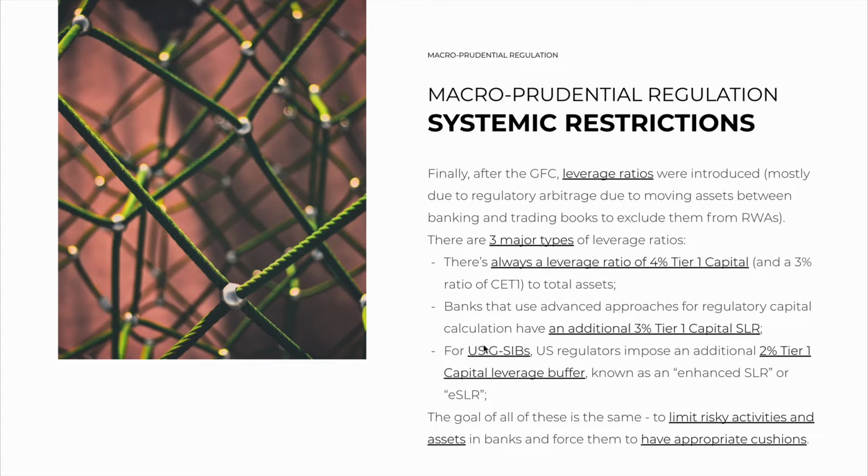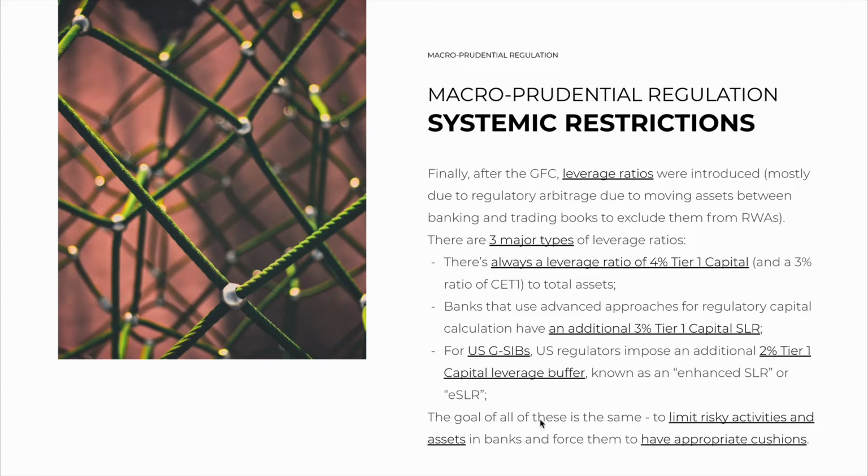And finally, unsurprisingly, we have an additional one for GSIBs, in the US in specific. So United States regulators impose on GSIBs an additional 2% Tier 1 capital leverage buffer. This is just due to their size or their role in the system. And this one in specific is known as an enhanced supplementary leverage ratio, or an ESLR. And again, it stacks. So if you're a GSIB that uses advanced approaches for regulatory capital calculation, so you fit all of these three, and most do, you need 4% of Tier 1 capital for starters, then an additional 3% due to using internal models, and then another 2% just due to being a GSIB.